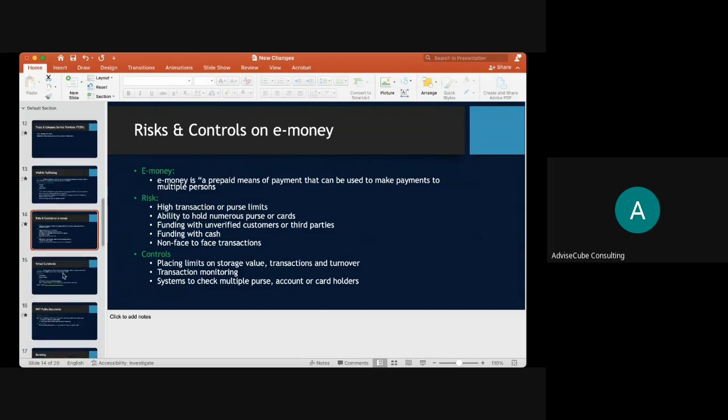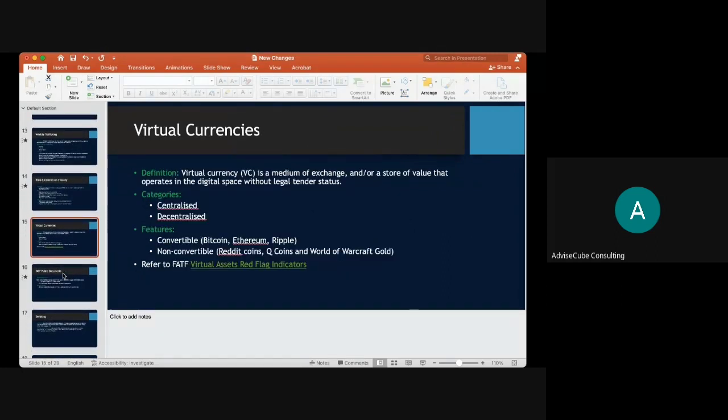Okay. Next is virtual currencies. This section they have revised again. It existed even in the previous book. Here they have explained it a bit more: these are currencies in the digital world, like cryptocurrencies, and the way they work falls into centralized and decentralized categories. Among the features they have mentioned, currencies are either convertible or non-convertible. Convertible ones are like Bitcoin, Ethereum, Ripple, and non-convertible ones are like Reddit coins or Q coins.